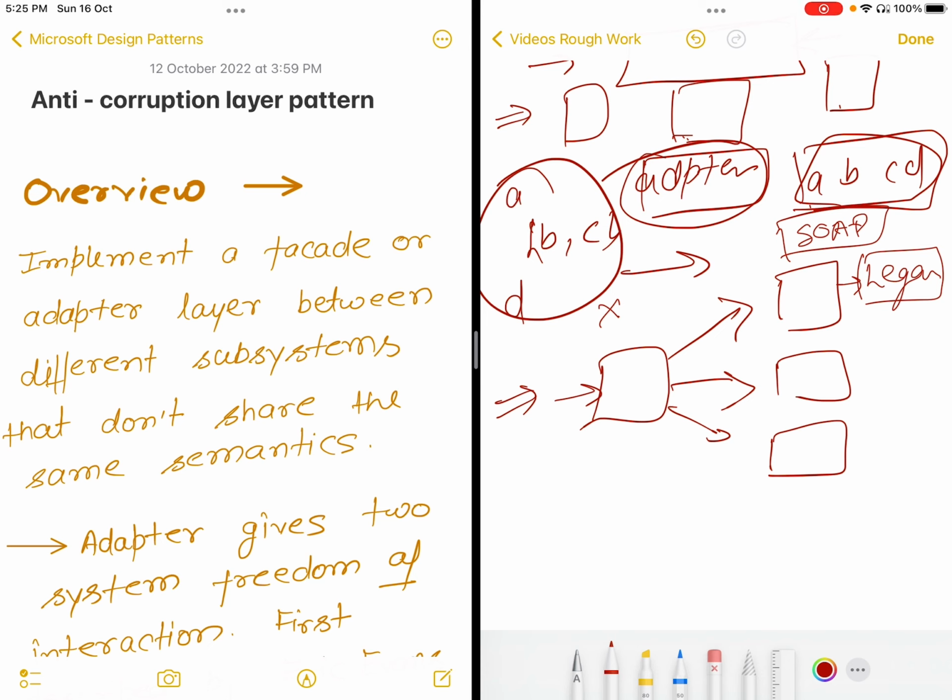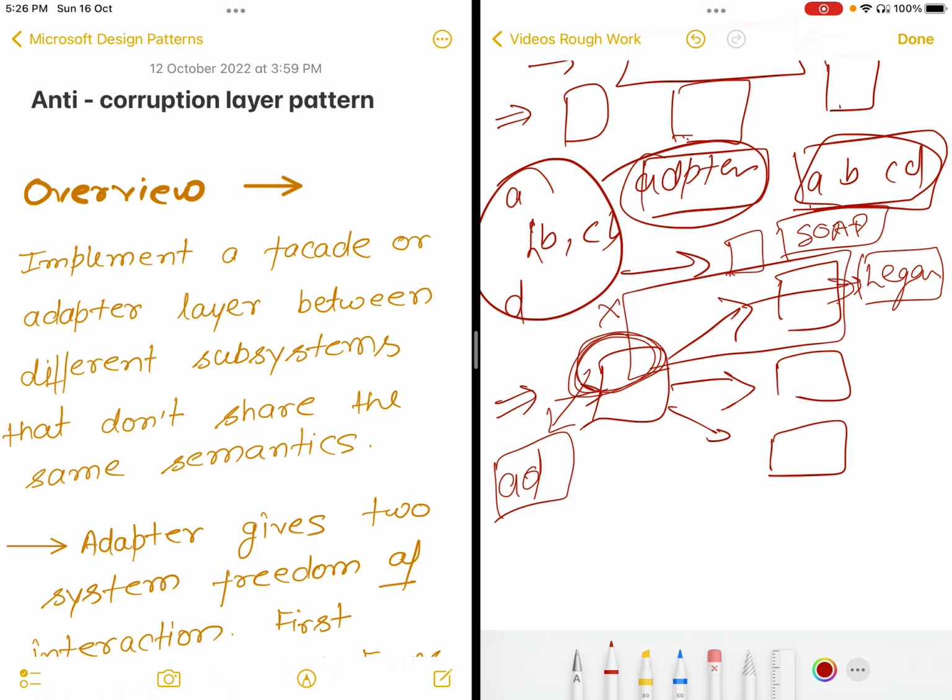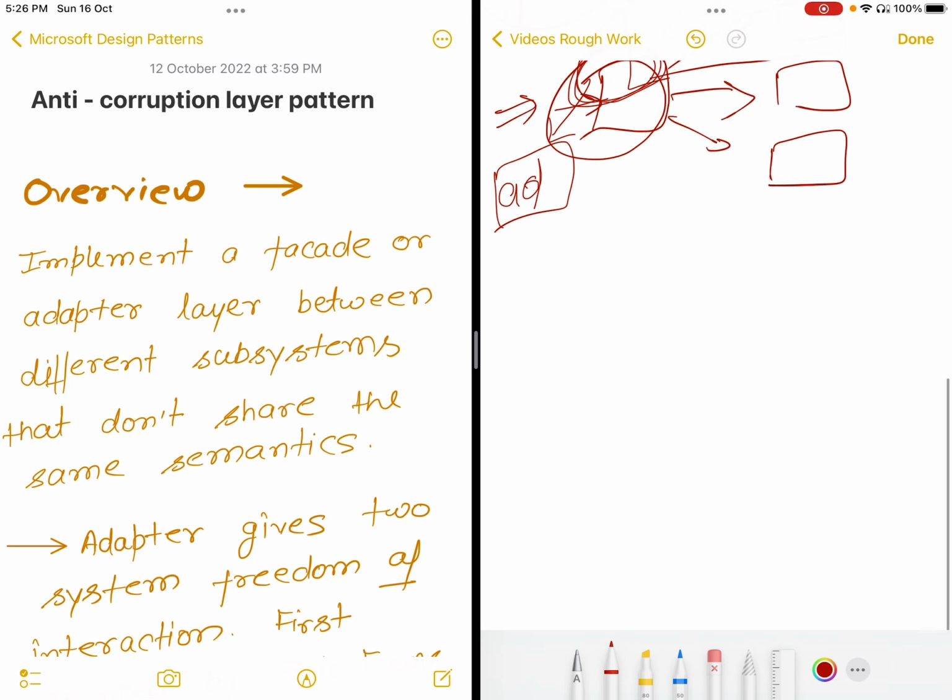So for these cases, either you write some corrupt code in your new microservice. Corrupt means the old design pattern code to support them. Or you write another service which will transform this data and give it back to you, and your code in the new microservice will not get corrupted. That's why it is called the anti-corruption layer pattern. It stops corruption in your new microservices.